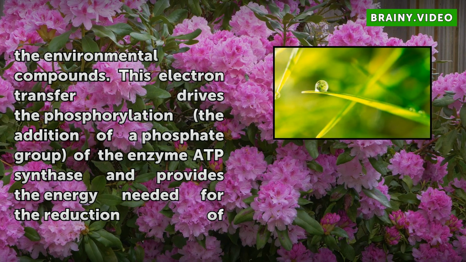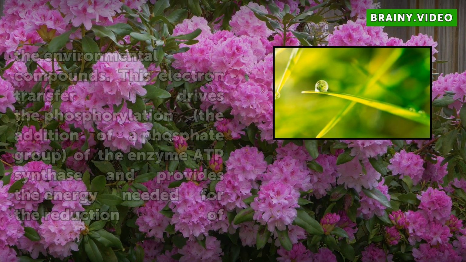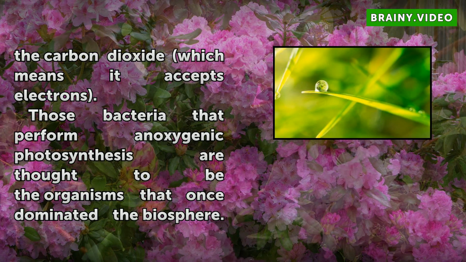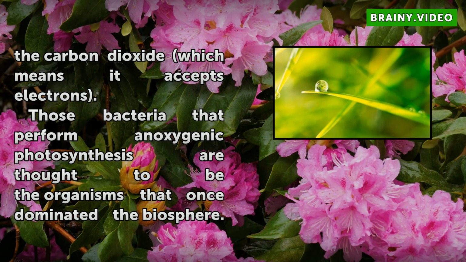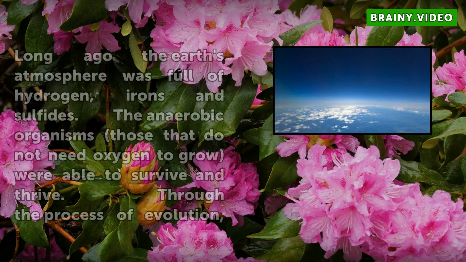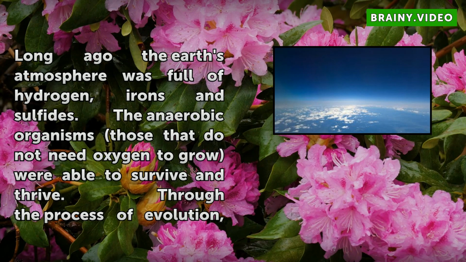Those bacteria that perform anoxygenic photosynthesis are thought to be the organisms that once dominated the biosphere. Long ago, the Earth's atmosphere was full of hydrogen, irons and sulfides. The anaerobic organisms, those that do not need oxygen to grow, were able to survive and thrive. Through the process of evolution, aerobic organisms, those that need oxygen to grow, began to dominate the biosphere.